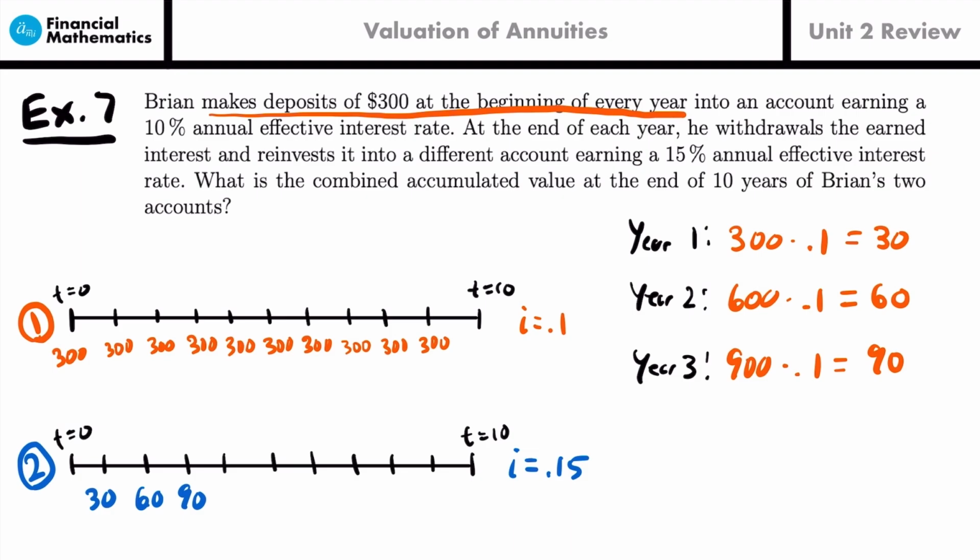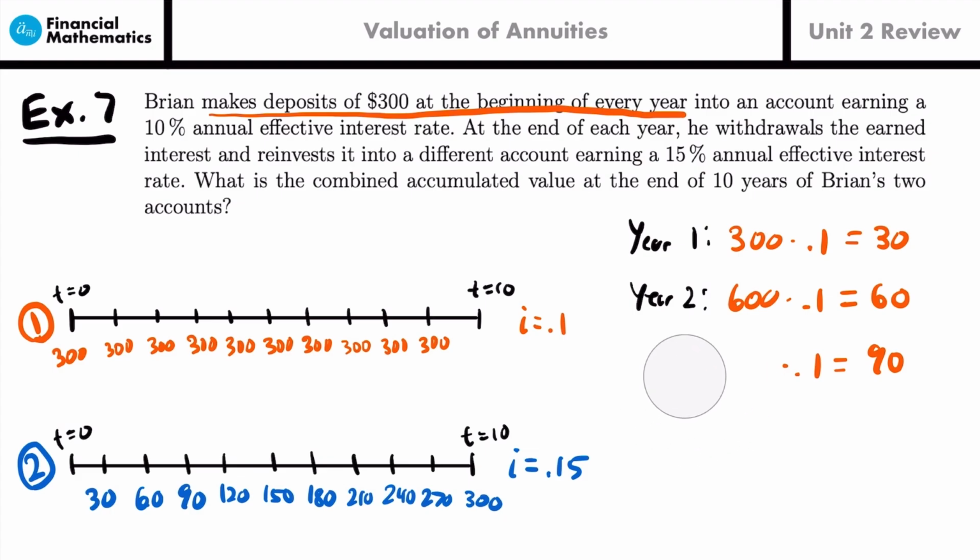So you're going to have payments of 30, 60, 90, 120, 150, 180, 210, 240, 270, and 300. That should make sense because at the end of 10 years, he's going to have 10 payments of $300 in his account, which would be $3,000. That's how much is in his account at time 10. So for year 10, 10% of $3,000 would be $300. That would be his interest amount that he would be withdrawing and depositing into the other account.